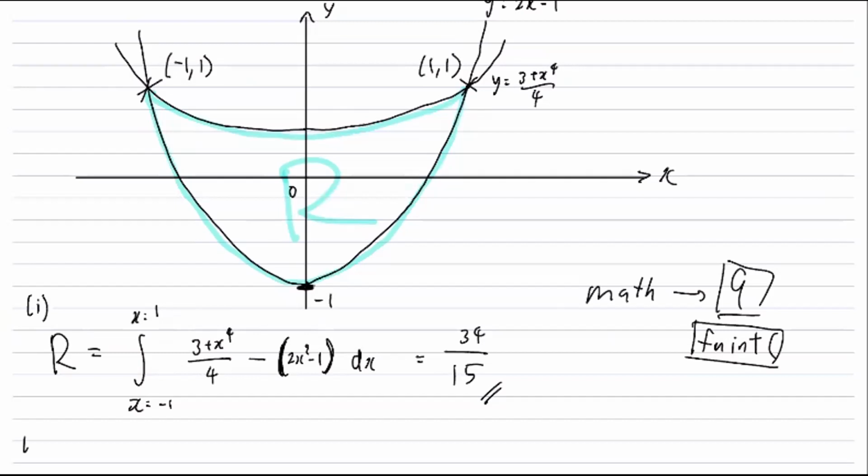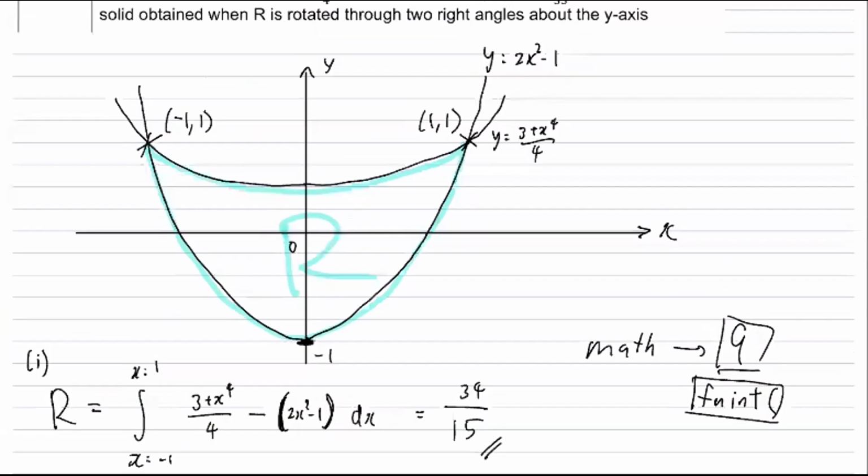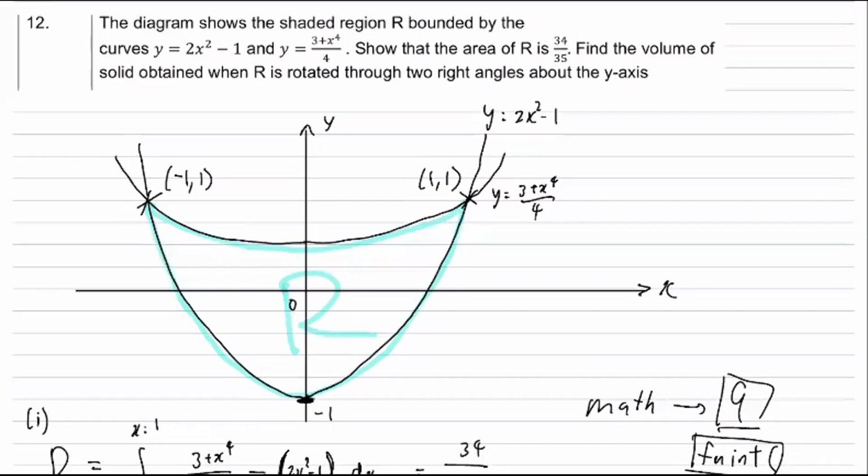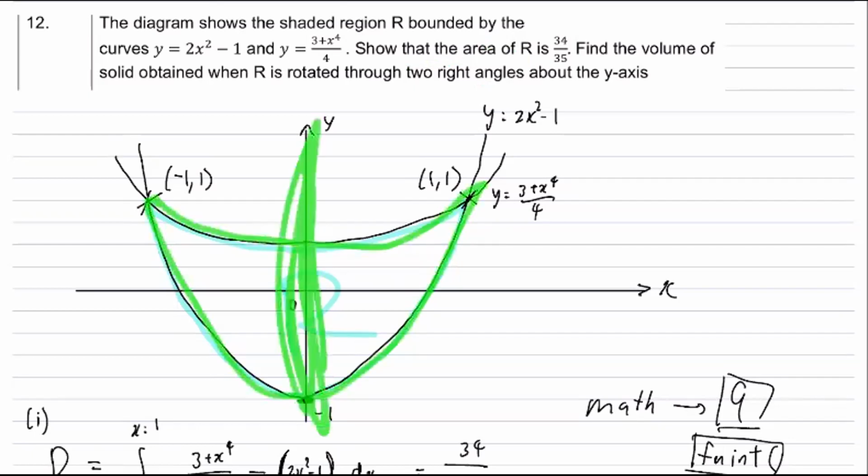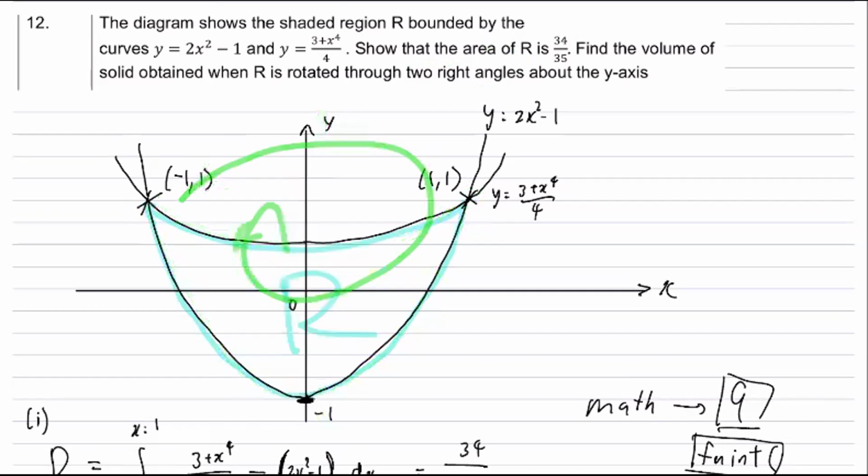Part 2 is find the volume of the solid obtained when R is rotated through 2 right angles about the y-axis. What does that mean? 2 right angles about the y-axis. 180 degrees. Can you see that this shape here spans across 2 different planes, like the left half and the right half? So if you turn 180 degrees, you'll just end up with a volume of revolution. You just get a full solid shape. Is that clear?